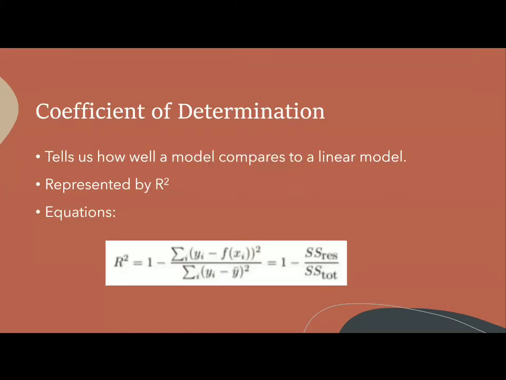All right, so the coefficient of determination. This basically is a value that tells us how linear a model is and how it compares to a linear model. This is represented by R squared and is found in the equation as follows: 1 minus the sum of a residual squared over the sum of another residual squared, or it can be found using 1 minus SS res over SS tot.